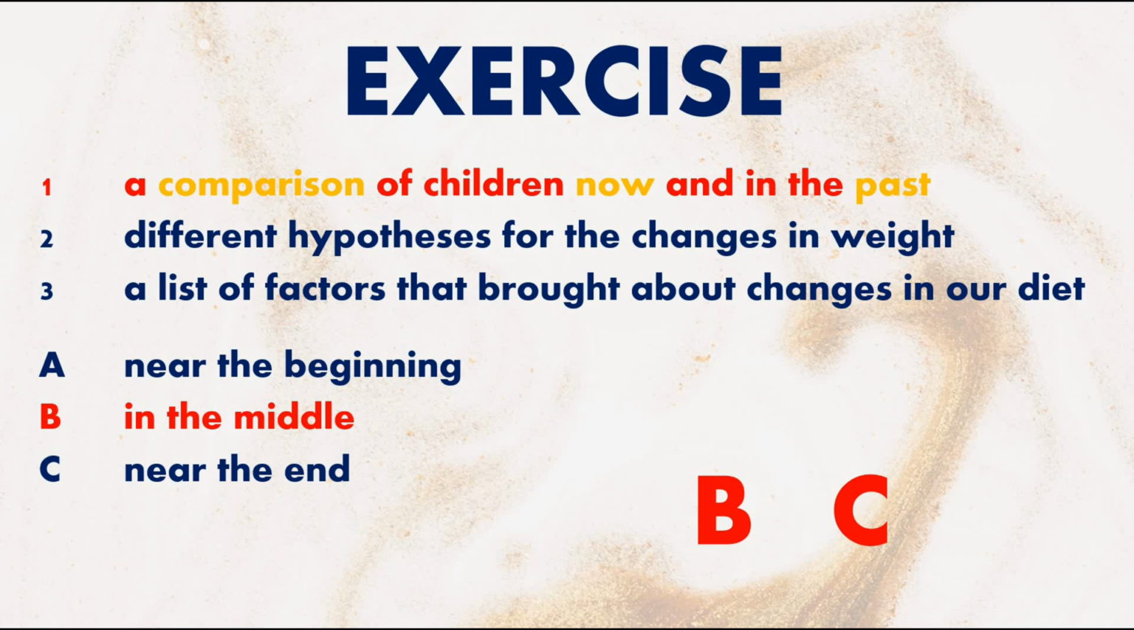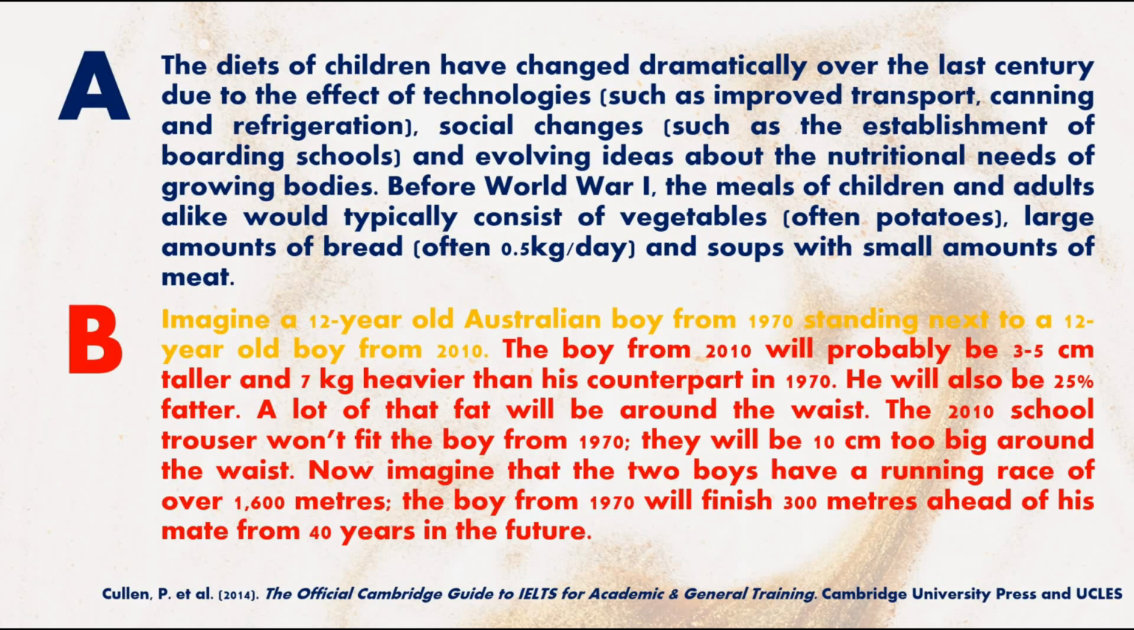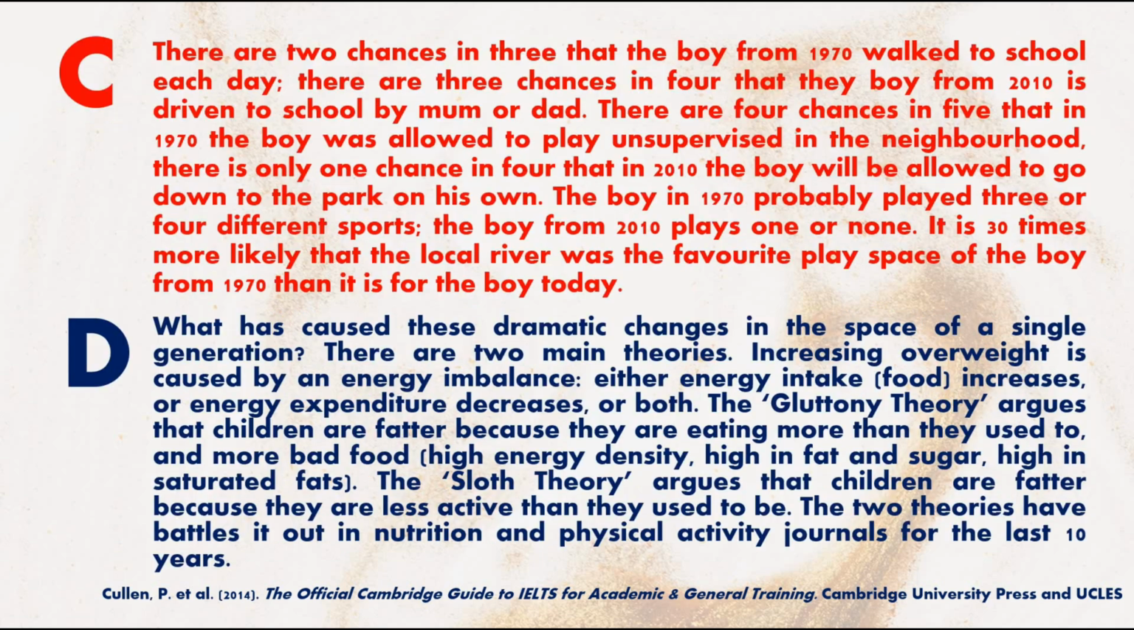So we're talking about comparison of children now and in the past. Let's have a look at paragraph B. This is paragraph B, and I've highlighted in yellow your key sentence to the answer. Imagine a 12-year-old Australian boy from 1970 standing next to a 12-year-old boy from 2010. Two different children from two different timelines, namely 1970 and 2010. In paragraph C, the whole paragraph, as you notice, kept comparing the two boys from two different timelines. That's why B and C are the middle part of the passage, and B is the answer.